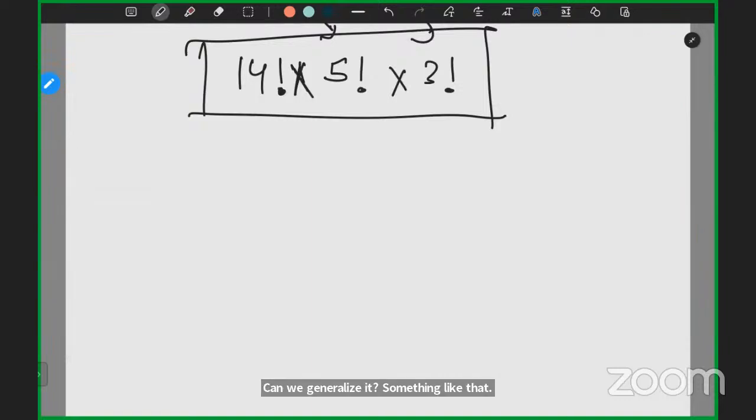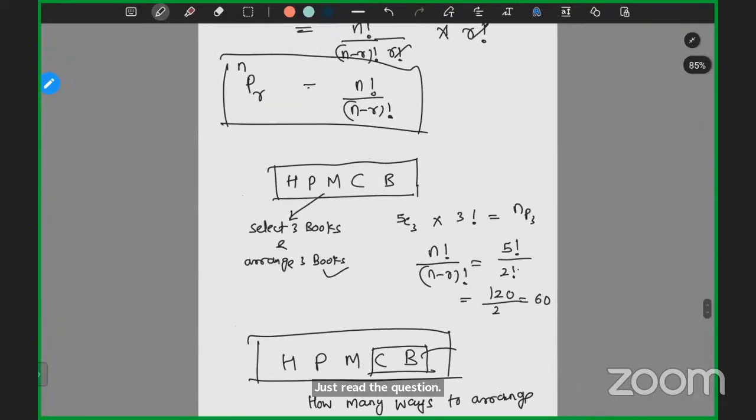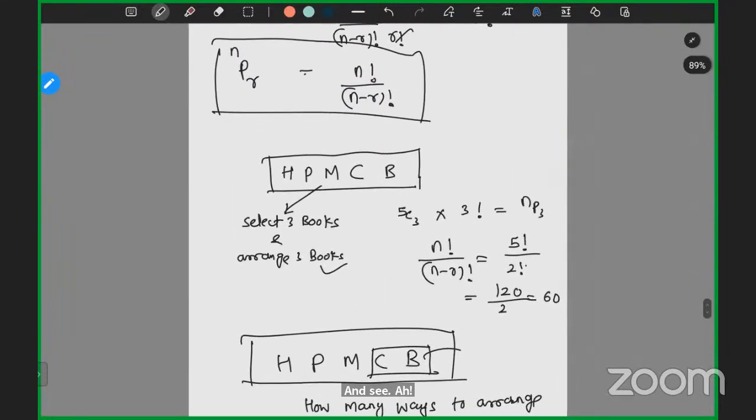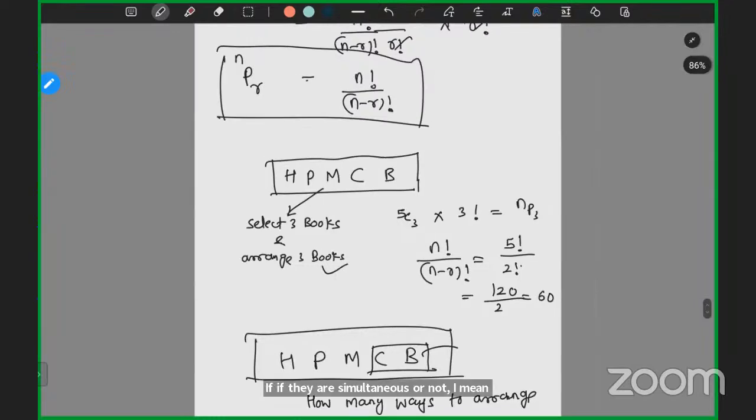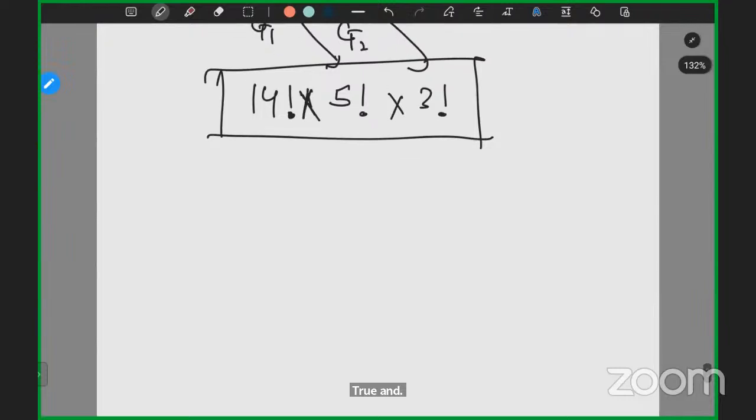No, I don't think so, because if you do that, then you will see many cases where this is not happening or you'll miss that. So just read the question and see if they are simultaneous or not. I mean, you are kind of true. Okay, let's see what you mean by simultaneous.